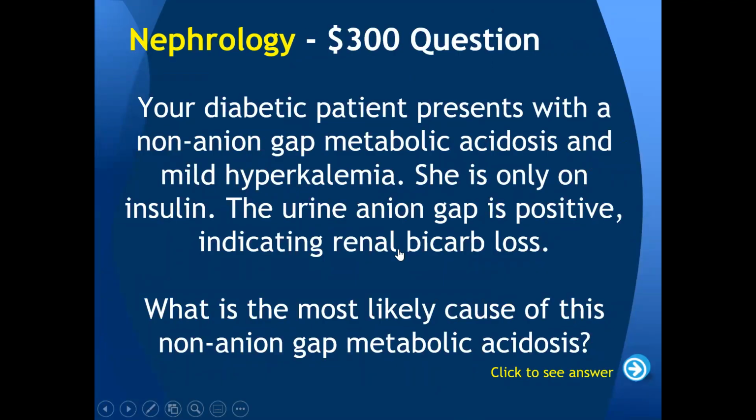Diabetic patient presents with a non-anion-gap metabolic acidosis, mild hyperkalemia. She's only on insulin. The urine anion gap is positive, indicating renal bicarb loss. What is the most likely cause of this non-anion-gap metabolic acidosis?